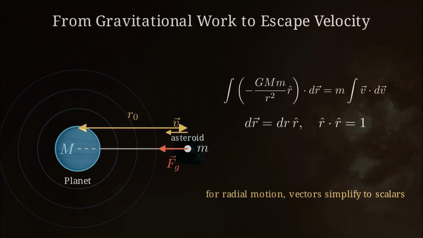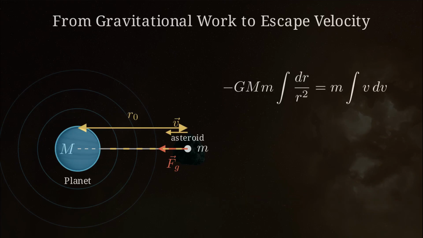Now we simplify the equation for radial motion. Radial motion means the asteroid moves directly toward the planet or directly away from the planet. In that case, the tiny displacement vector points in the r direction. So dr vector becomes dr multiplied by r hat. Now look at the dot product. The gravitational force contains r hat. The radial displacement also contains r hat. And r hat dotted with r hat equals 1. So the vector expression becomes a scalar expression.